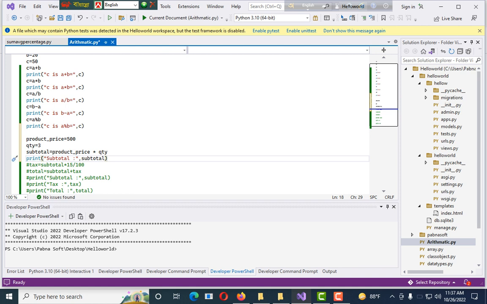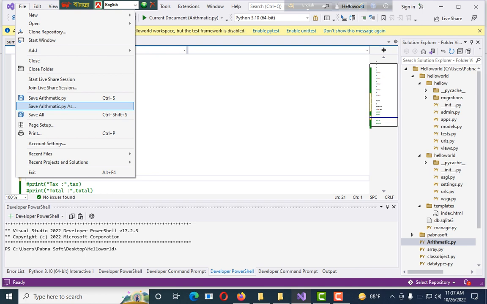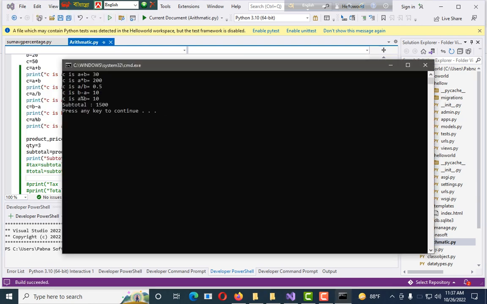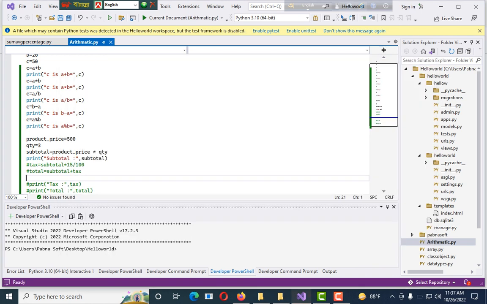Subtotal, that is called subtotal, okay. Now we can run the subtotal 500, subtotal 1500. 500 taka is one product, so 3 product price 1500 taka. So now I will calculate tax.